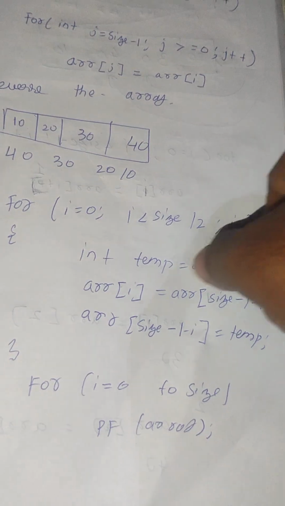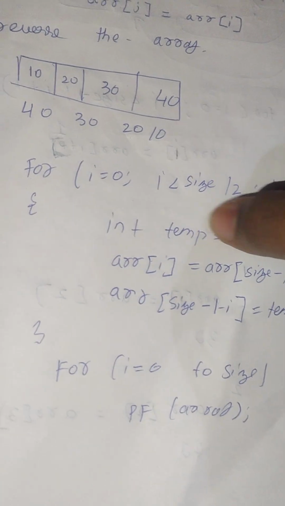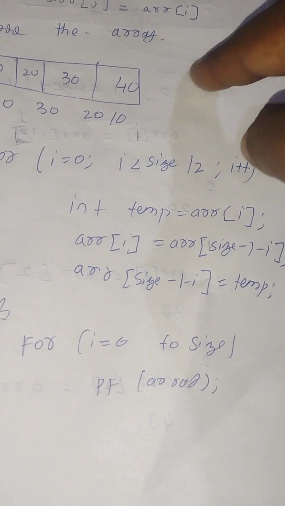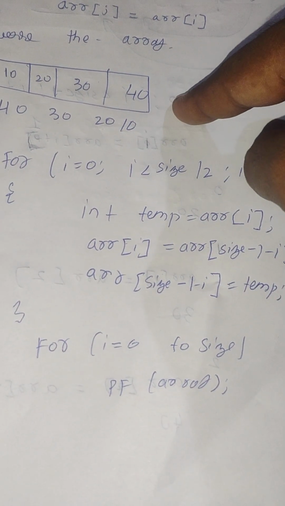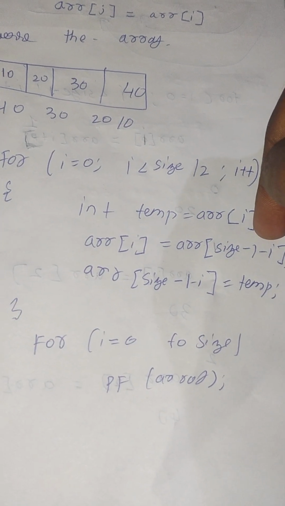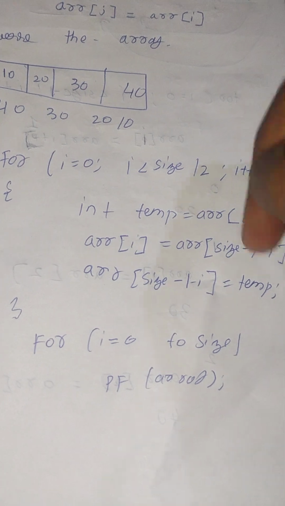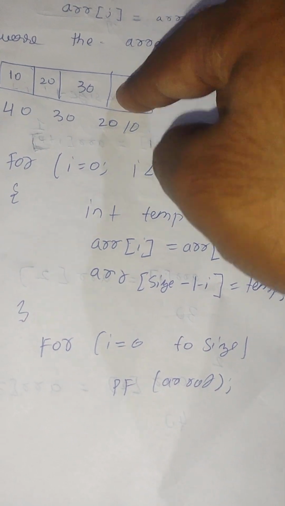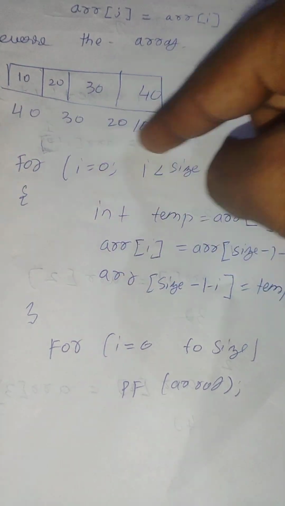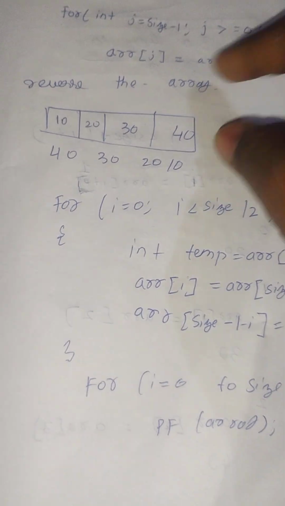So here i is 0, so the 0th value is going to be stored in this temp value. Next, this array's last value, 40: how do I get it? Array of size minus 1 minus i. Size minus 1 is 3, so the index value is 3 when i is 0. This value is assigned here, and this 10 value is assigned there with the help of temp.